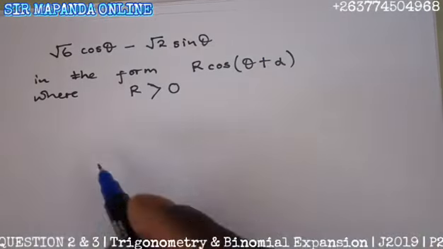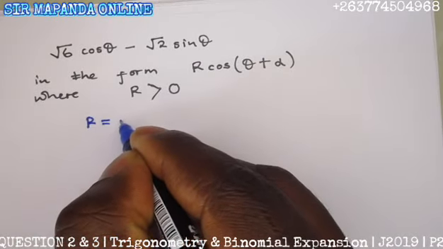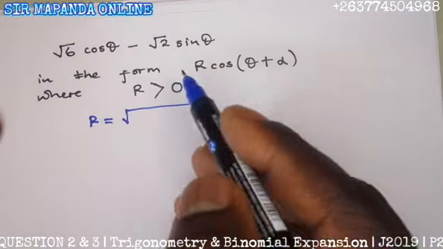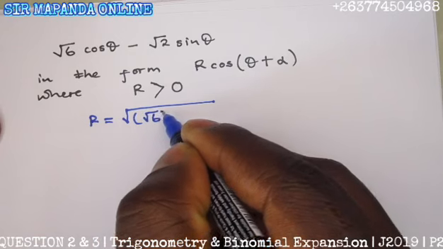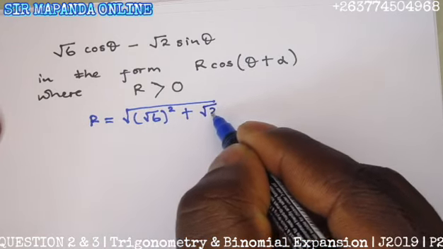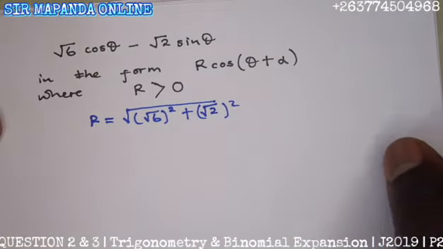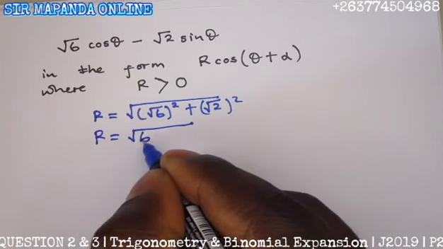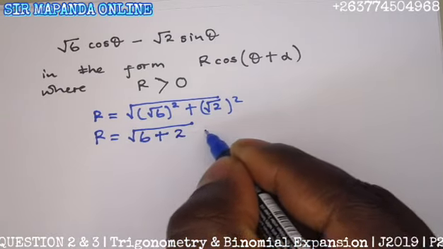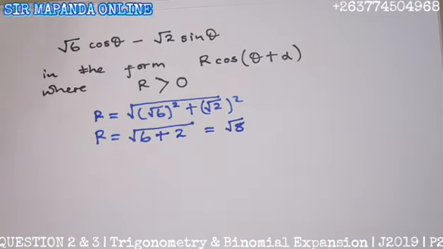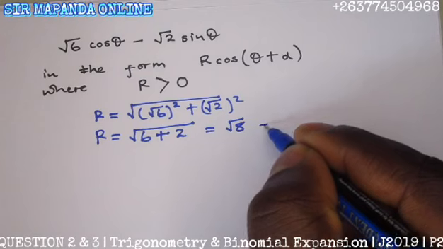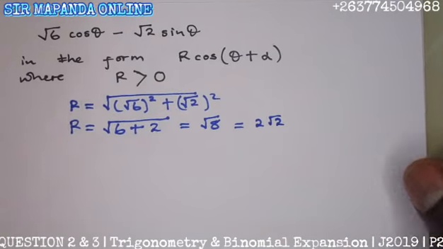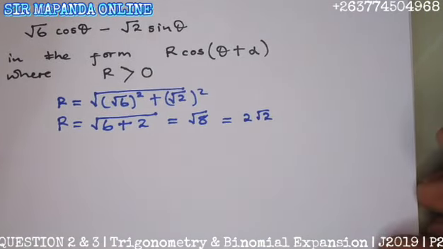Right. So how do we find r? R is found by squaring root 6 and root 2. So you are saying root 6 squared plus root 2 squared. Something like this. What is root 6 squared? You get 6. What is root 2 squared? You get 2. So it means r is good as root 8 or 2 root 2. So we accept root 8 or 2 root 2. I hope you are following, class.